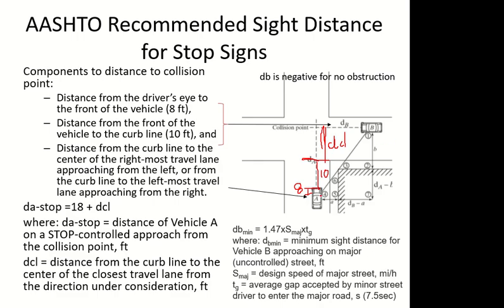So when he is trying to stop, this guy will not stop, right? This guy will not stop. He is on the major road. So at what distance will he cross? This is the distance for his crossing. S is his speed. 1.47 is the conversion factor.